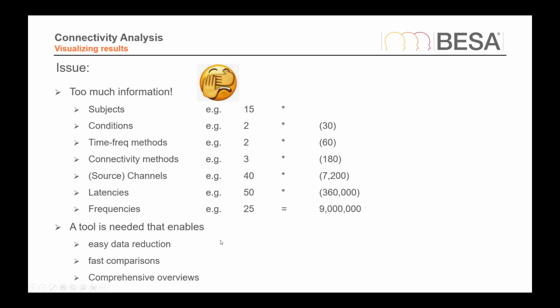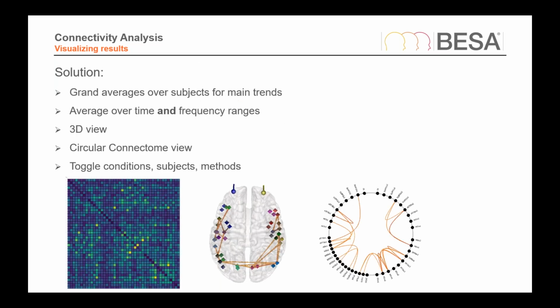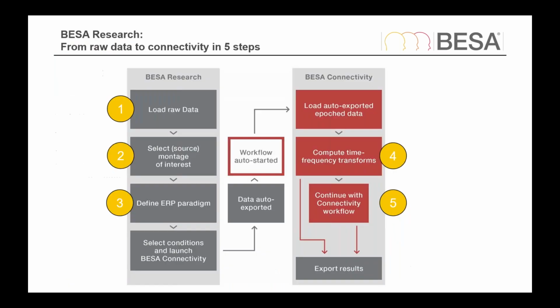So we need a tool that enables us to reduce the data in an easy fashion, to quickly compare different approaches, and to give us comprehensive overviews. And a solution for this is the upcoming tool, BESA Connectivity 2.0, because we now have grand averages over subjects for the main trends. We can average over time and frequency ranges. We have a 3D view. We have a circular connectivity view, and we can also toggle through conditions, subjects, and the methods. So let's have a look at this.